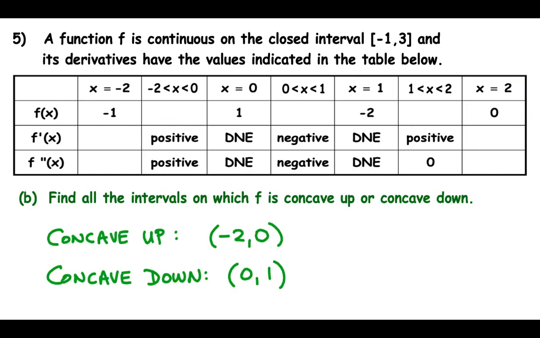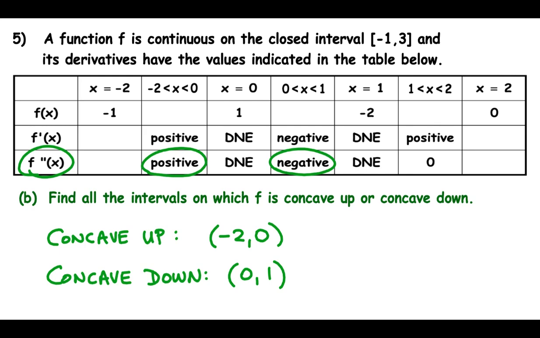Okay, you can also see from the chart that it's concave up between -2 and 0 because the second derivative is positive there. And the second derivative turns negative between 0 and 1, so it's concave down at that point. So we didn't need my picture from 5D to get those answers, but they are correct nonetheless.